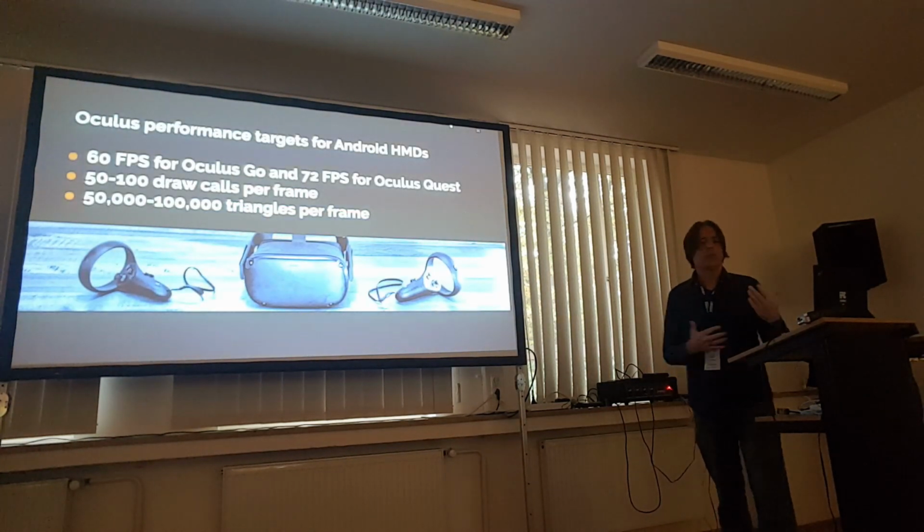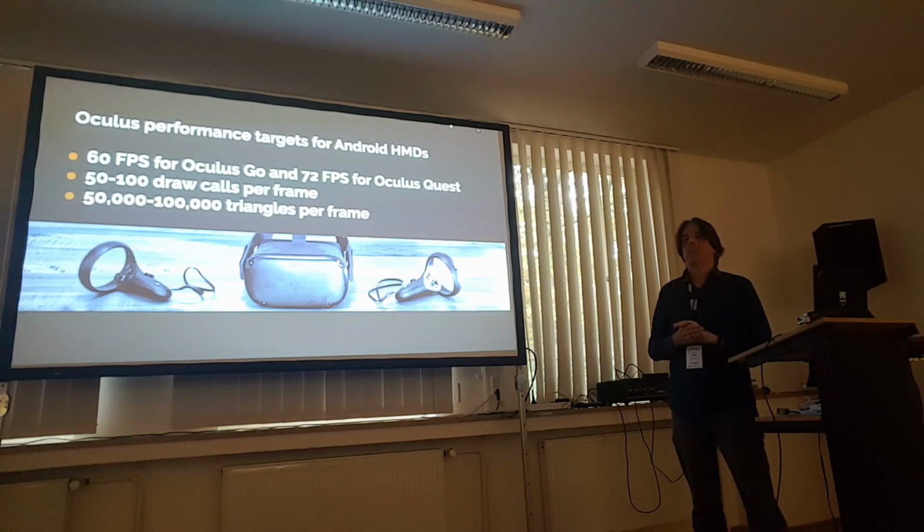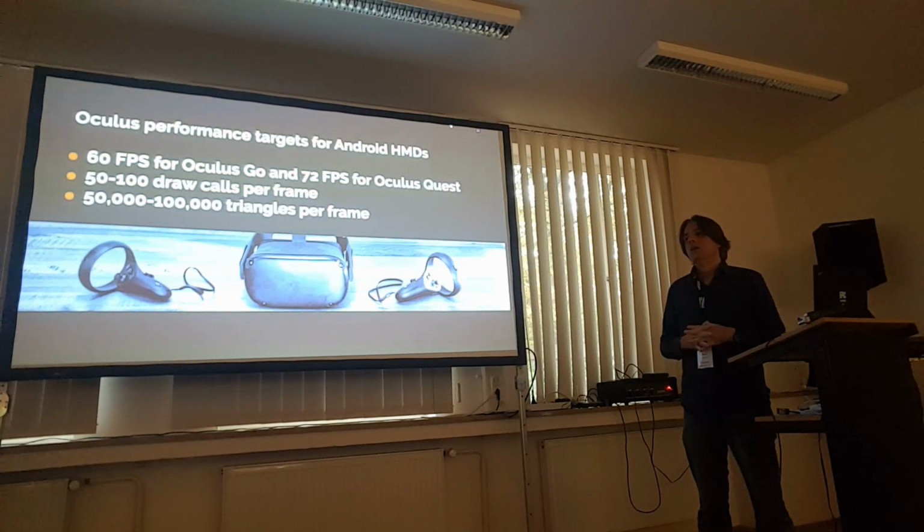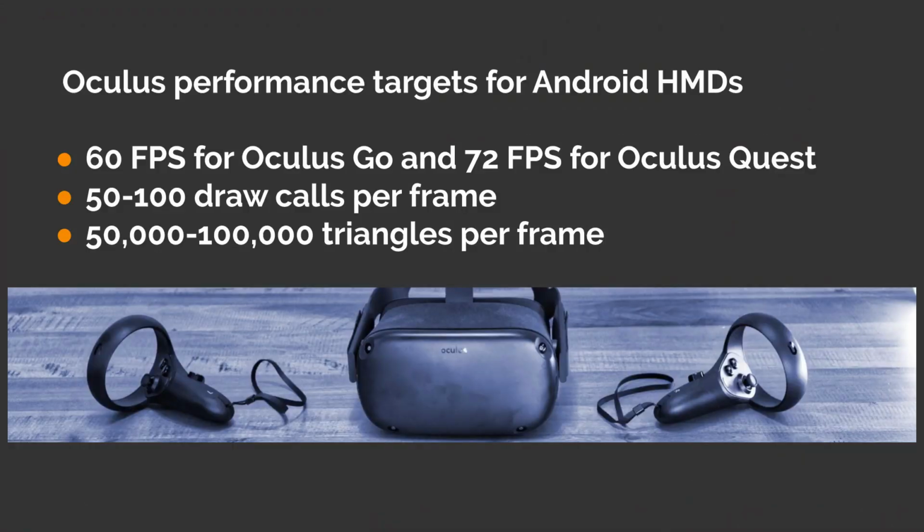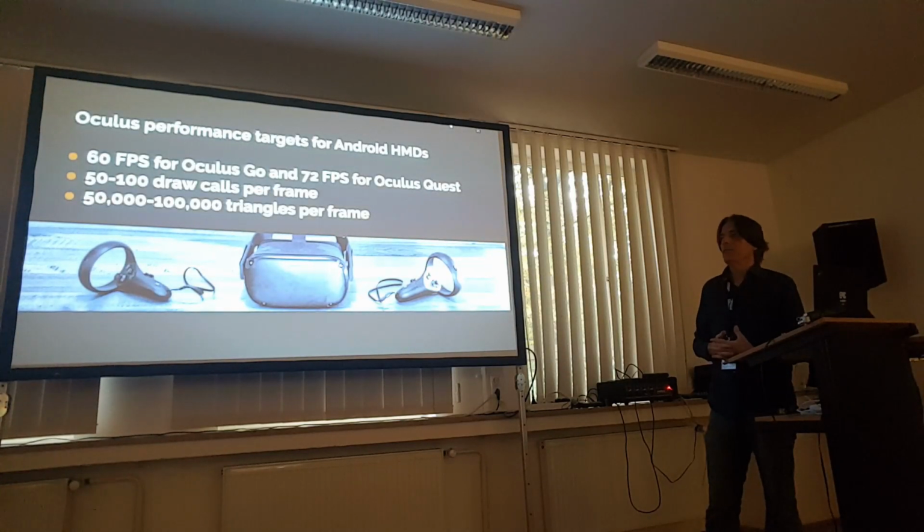Of course, when we talk about motion sickness, it's important to avoid discomfort, nausea, and motion sickness. The minimum required is that you meet the Oculus performance targets for Android HMDs, which are 60 frames per second for Oculus Go and 72 frames per second for Oculus Quest, 150 to 100 draw calls per frame, and 50,000 to 100,000 triangles per frame.